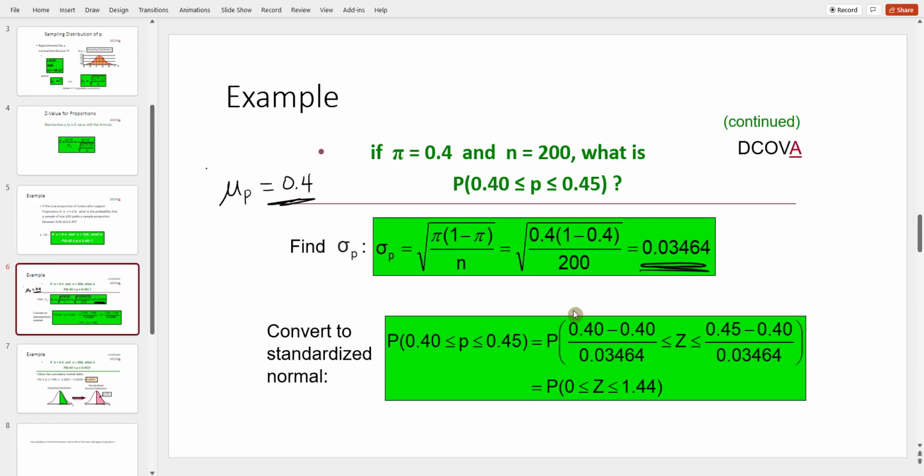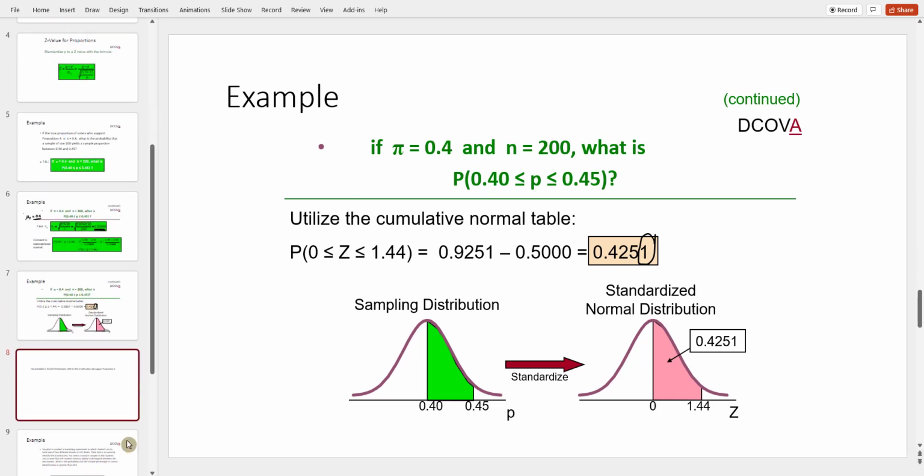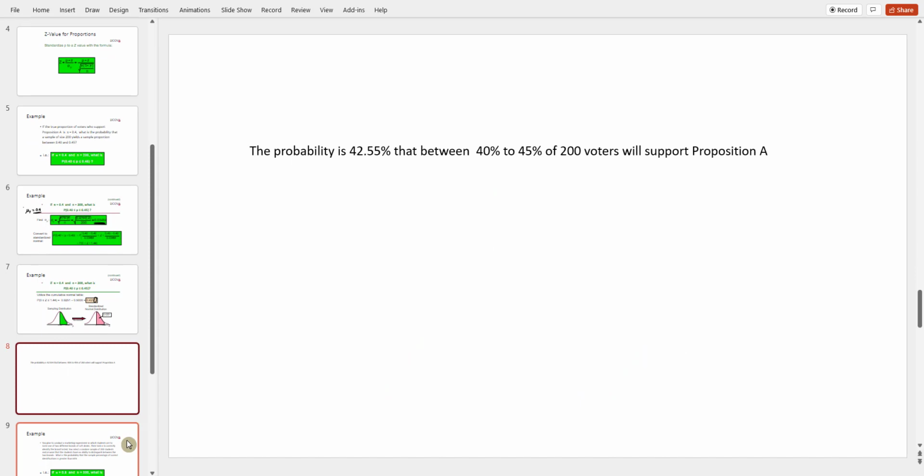Okay, so this number is a little different from the answer that we got when we did it by hand, which was 0.4251. I think it has to do with rounding error. It's just this last number that's kind of off. When you do it with technology, you get a 5. When you do it with the tables, you get a 1. I can guarantee you it's the rounding error. So what does this mean? The probability is 42.55% that between 40% to 45% of the 200 voters will support Proposition A.